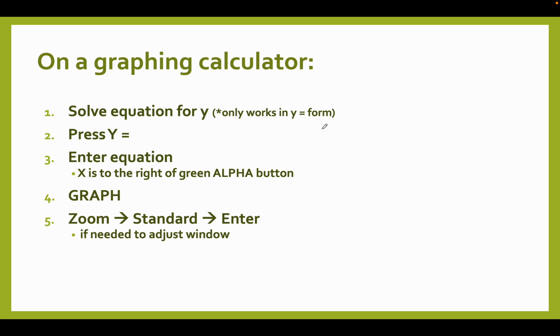Here is an example of how you can graph on a graphing calculator should you need to see it quickly to answer a question.